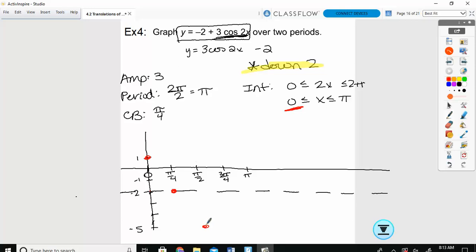Then we go 3 below this line, back to the center, and 3 above.